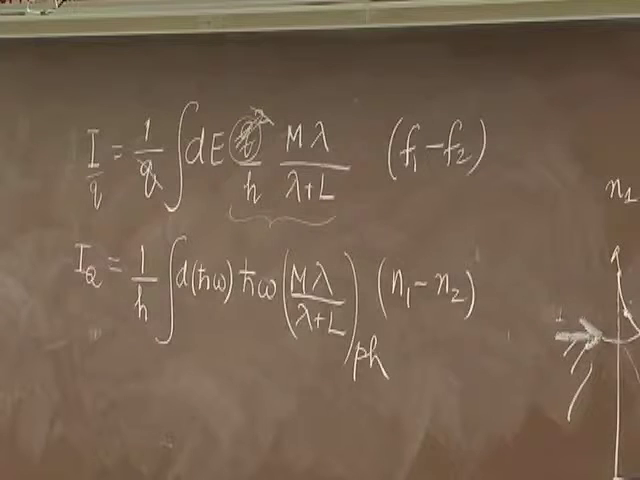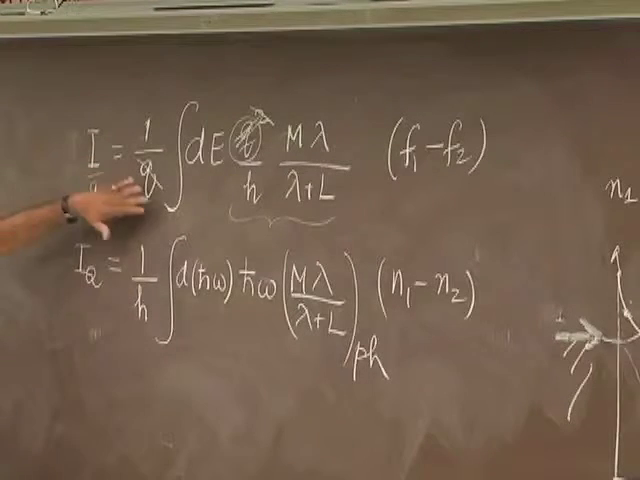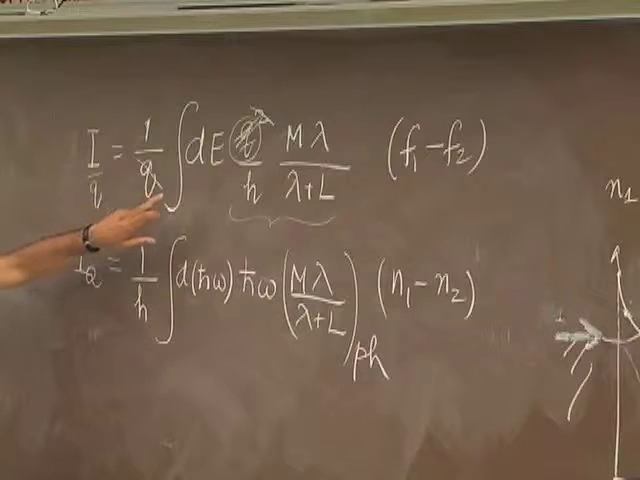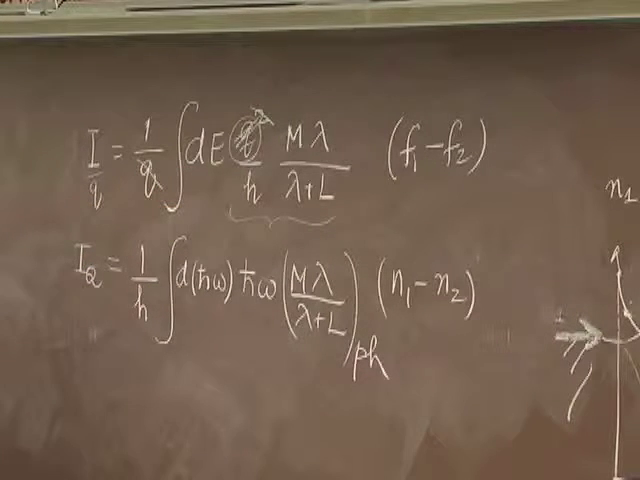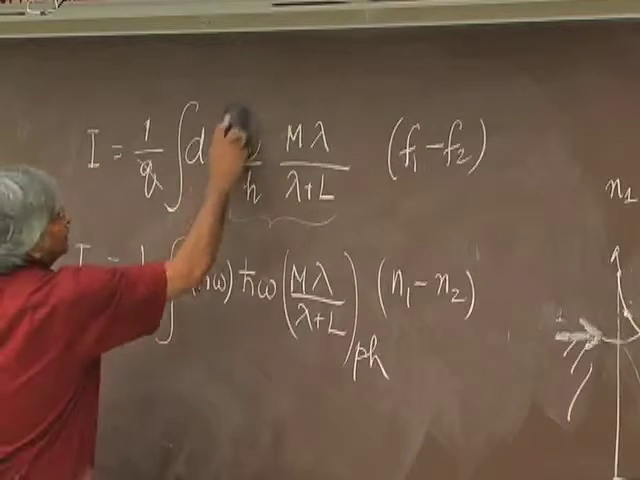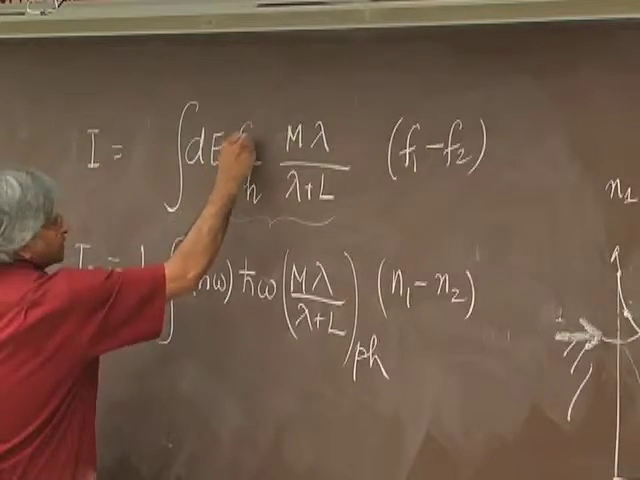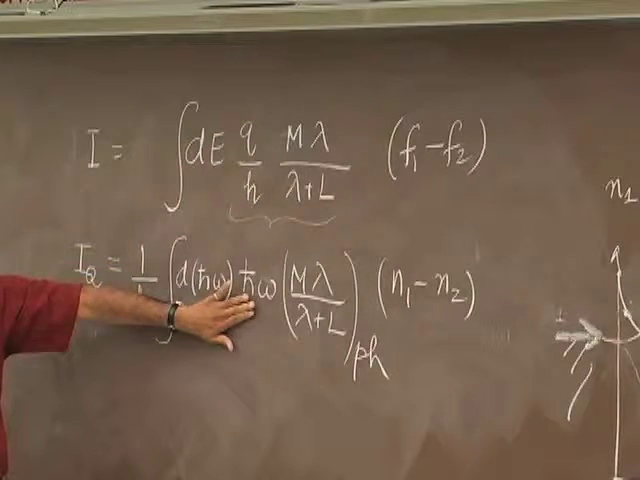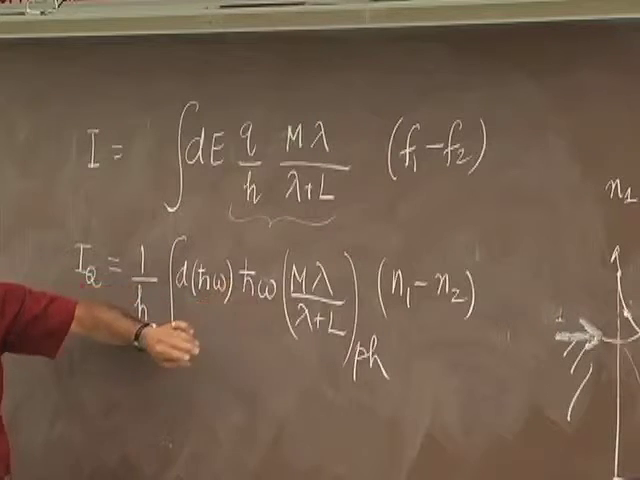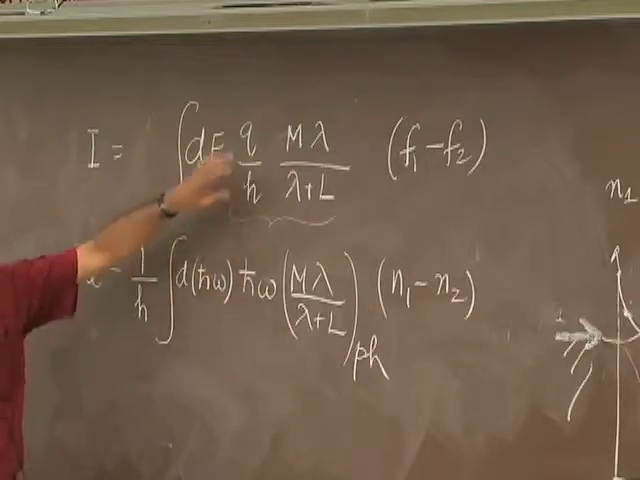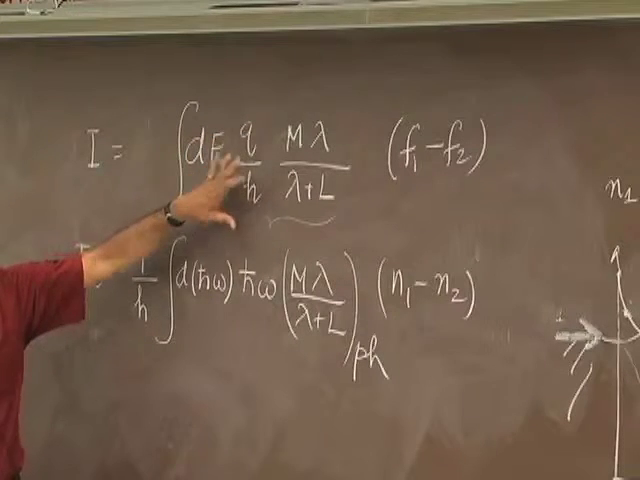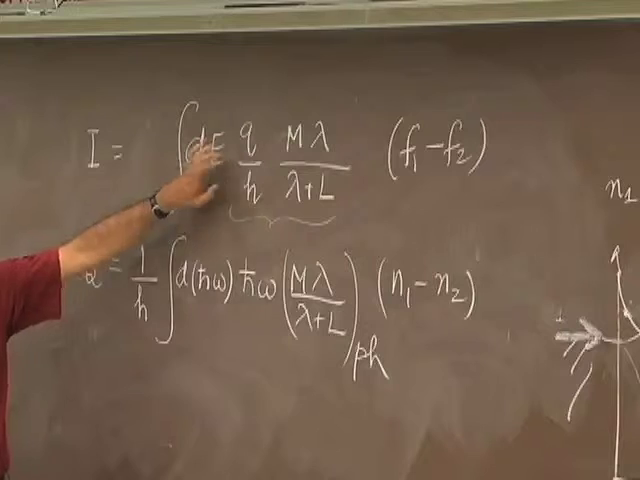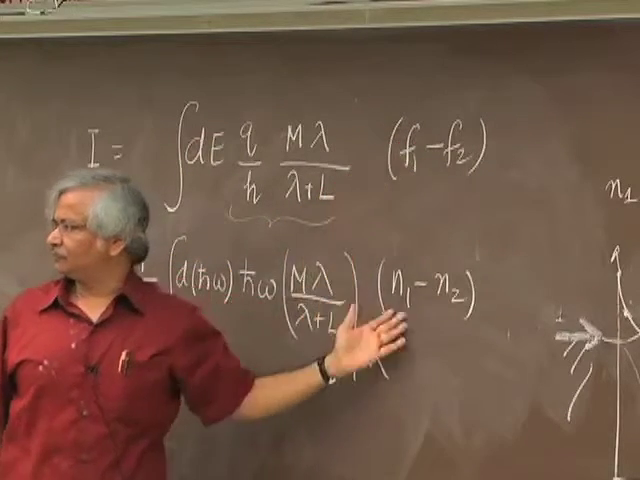So omega is the frequency? Omega is the frequency of the phonon. Going from here to here, the overall expression I started with was something like this, and all I did was take the Q out and replace it with h bar omega, because every time a phonon flows, it carries that much energy, just as every time an electron flows, it carries that much charge. I might have said it in a more complicated way, but this is all I did. And then F1 minus F2 is replaced with N1 minus N2.